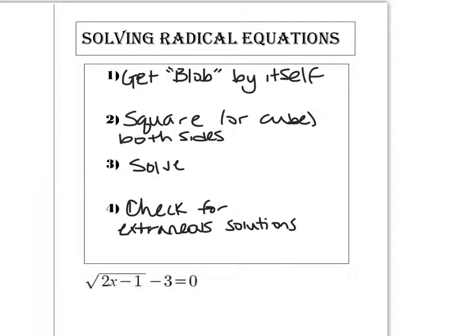Now that we've been spending a lot of time solving quadratics, we're going to learn to go the other way and solve square root equations. What we're going to do is similar to the square root method, where we would blob our x squared. This time we're going to blob our square root, get that by itself. Then we're going to square both sides, or cube it if it's a cube root, solve the remaining equation, and then check for extraneous solutions.